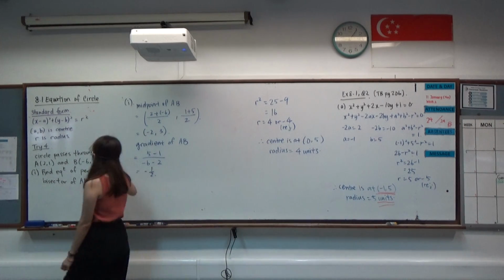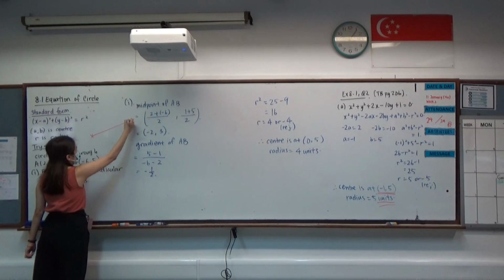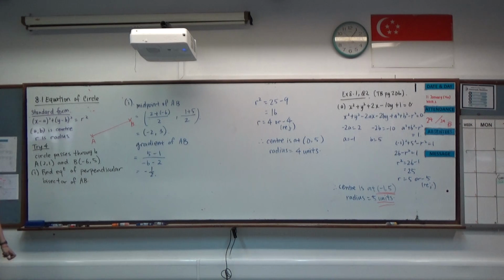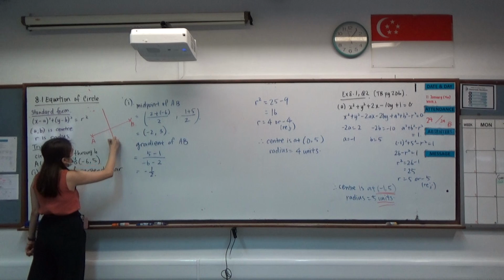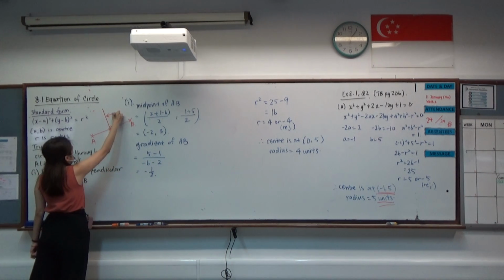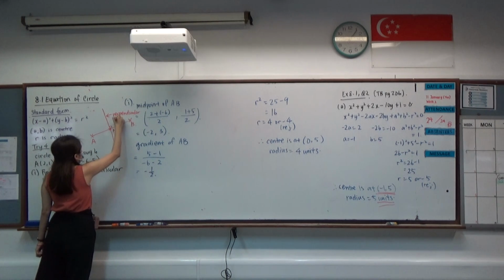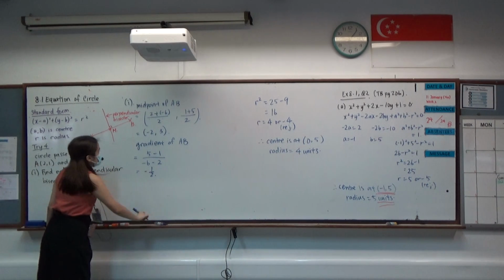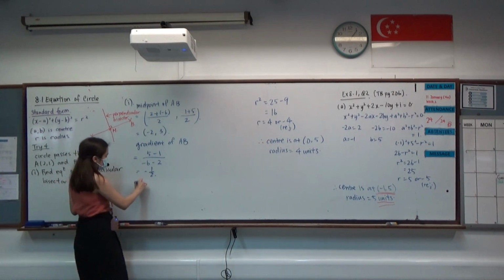Okay. In case you can't understand why we're doing this, you need a pictorial representation. So we are looking at the points A, B. We want to find the perpendicular bisector. Perpendicular bisector refers to this. Okay. So after we find the gradient of AB, then we can find the gradient of the perpendicular bisector.